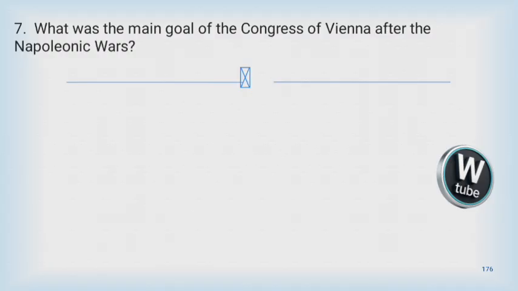Question number 7. What was the main goal of the Congress of Vienna after the Napoleonic Wars?